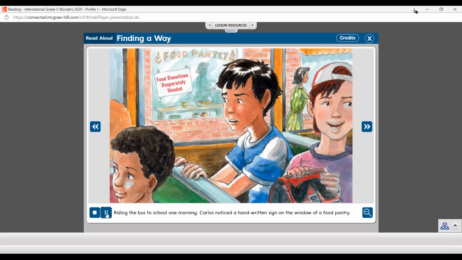Riding the bus to school one morning, Carlos noticed a handwritten sign on the window of a food pantry. "Food donation desperately needed."